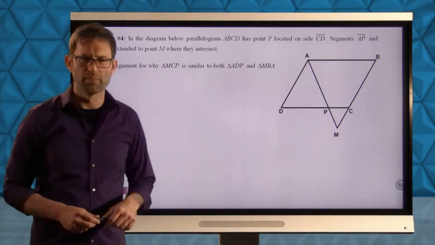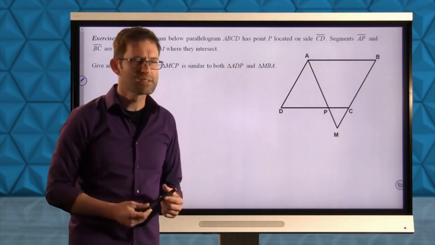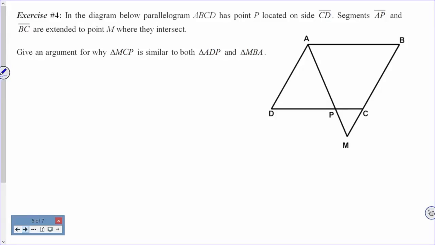Okay, one last problem. Ooh, tricky diagram. Let's take a look at this one. Exercise 4. In the diagram below, parallelogram ABCD has point P located on side CD. Segments AP and BC are extended to point M where they intersect. Give an argument for why triangle MCP is similar to both triangle ADP and triangle MBA.